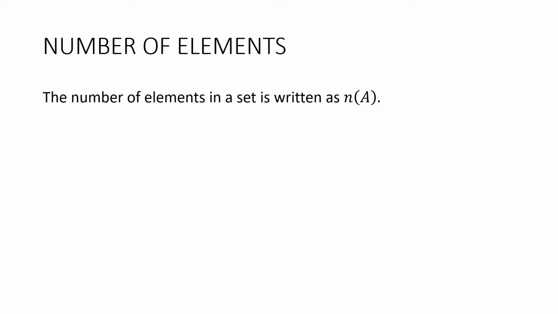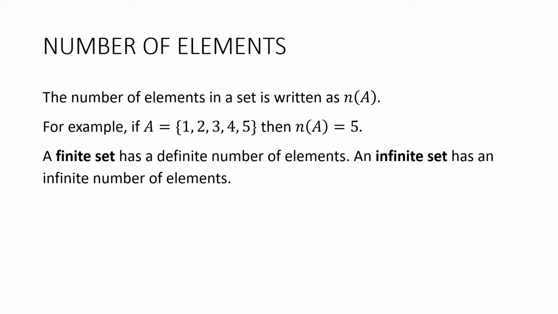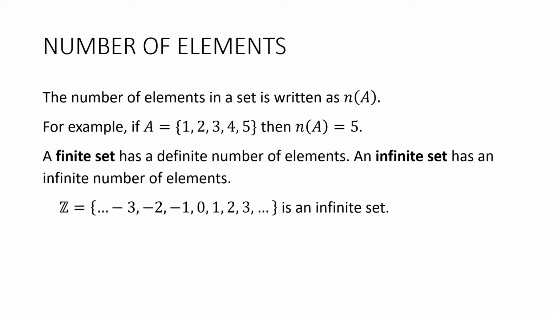The number of elements in a set is written as n of A. And we looked at this briefly in last lesson when we were looking at the number of elements in the sample space. So if A is the set 1, 2, 3, 4, 5, then n of A, the number of elements, must be 5. A finite set has a definite or defined number of elements, and an infinite set has an infinite number of elements. So for example, Z, which is all of the integers, is an infinite set.